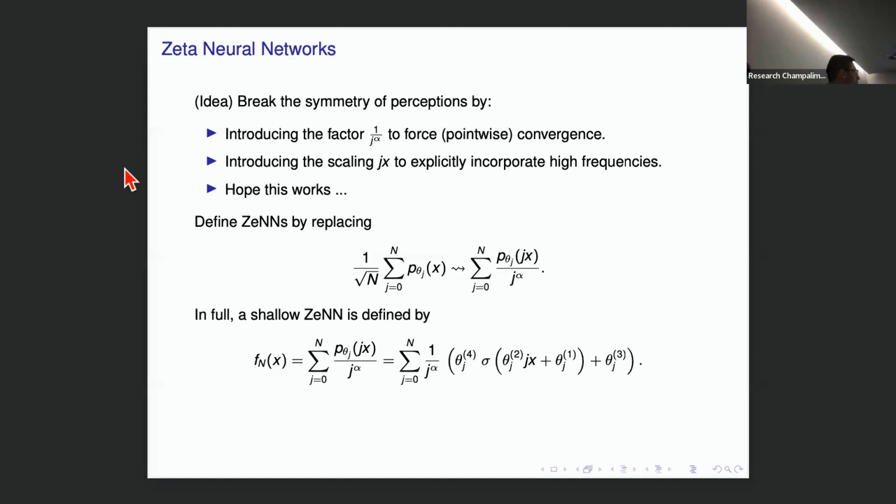Okay, so other questions? Feel free to interrupt me also if questions come up in the middle. Okay, so that's the definition of a ZeNN, Zeta Neural Network. The name comes because this resembles the zeta function. So if you regard the zeta function, 1 over j to the alpha, as a function of alpha, it's just from there that the name comes from.